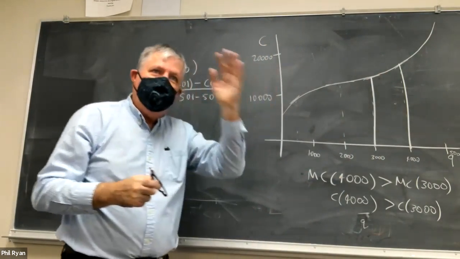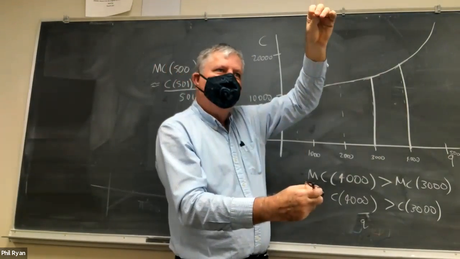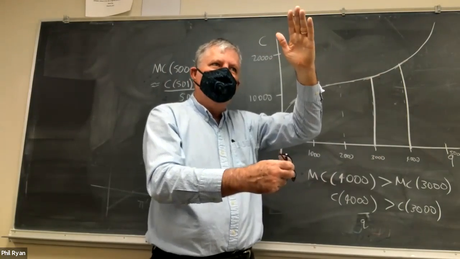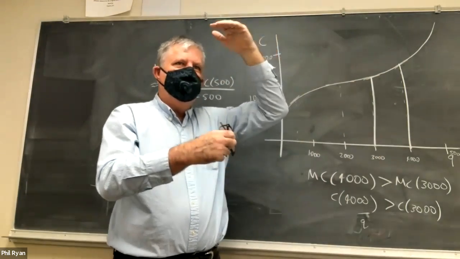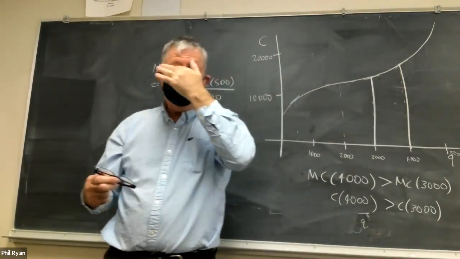Okay, so this is one thing. A quantity is the height. The derivative is the slope. And the second derivative is the concavity. Okay, there's going to be lots of questions about that.